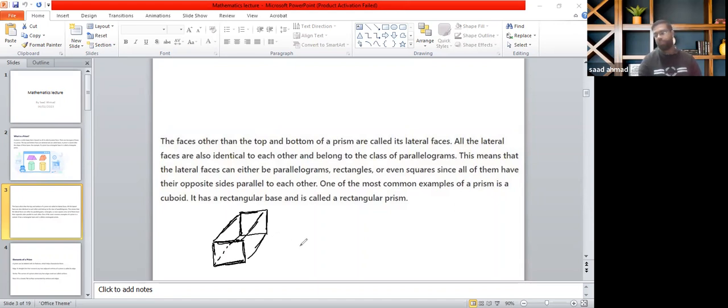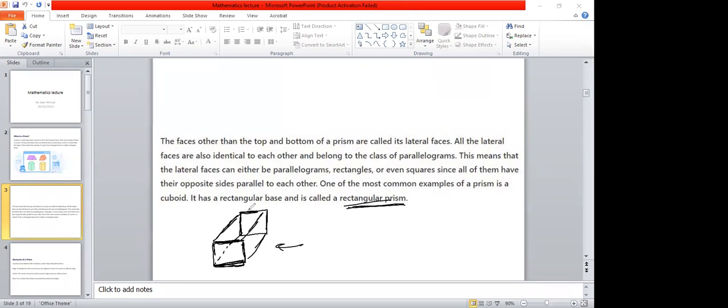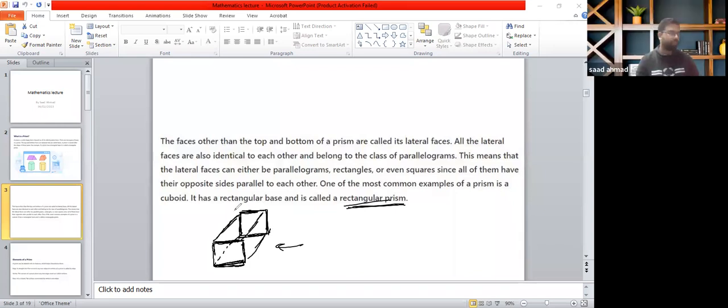So this one is called a cuboid. It is called the rectangular prism. This one is called a rectangular prism because the base of these ones is the rectangle. You see, this is a rectangle here, the base, and this one here is also a rectangle.